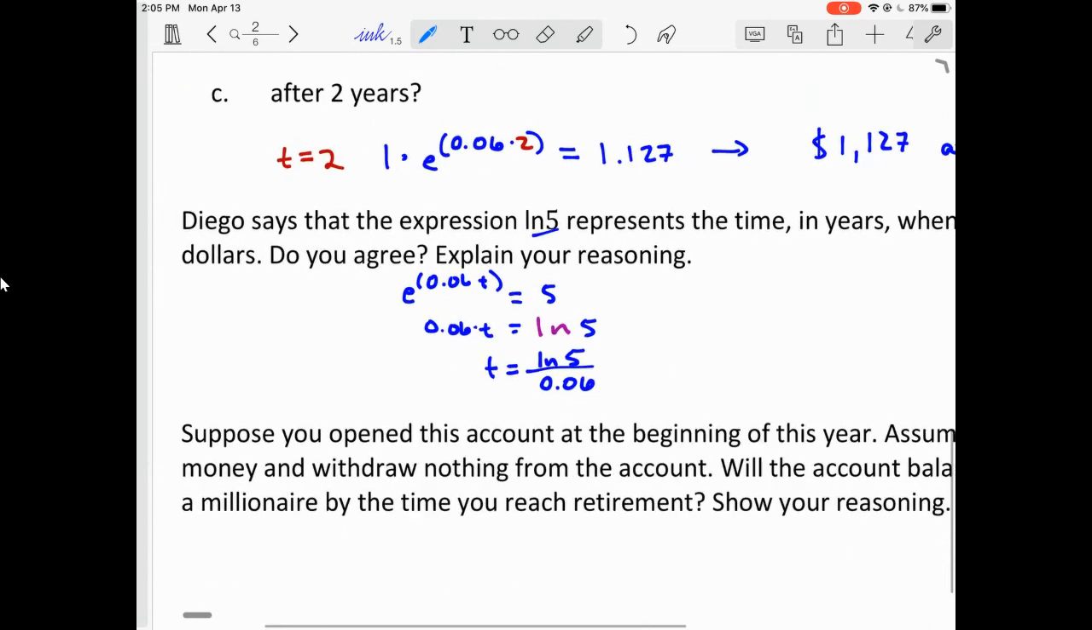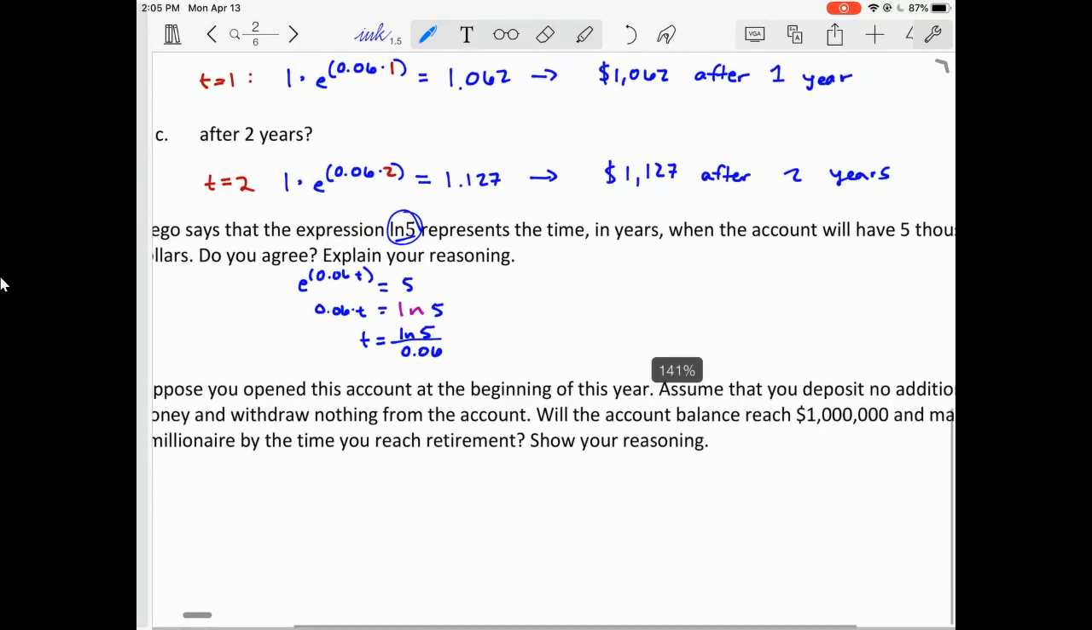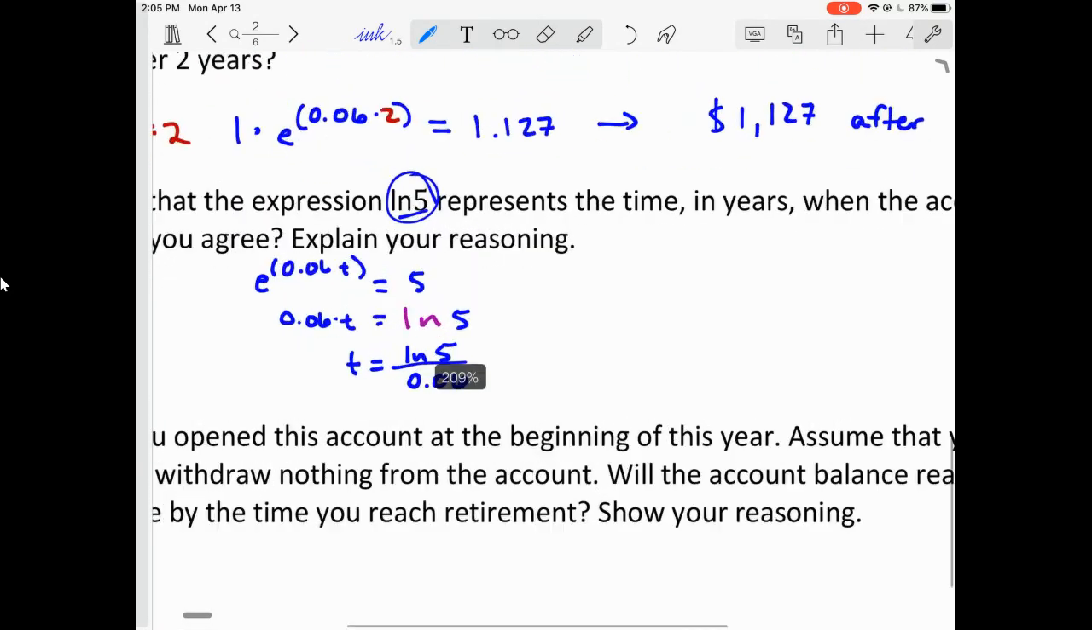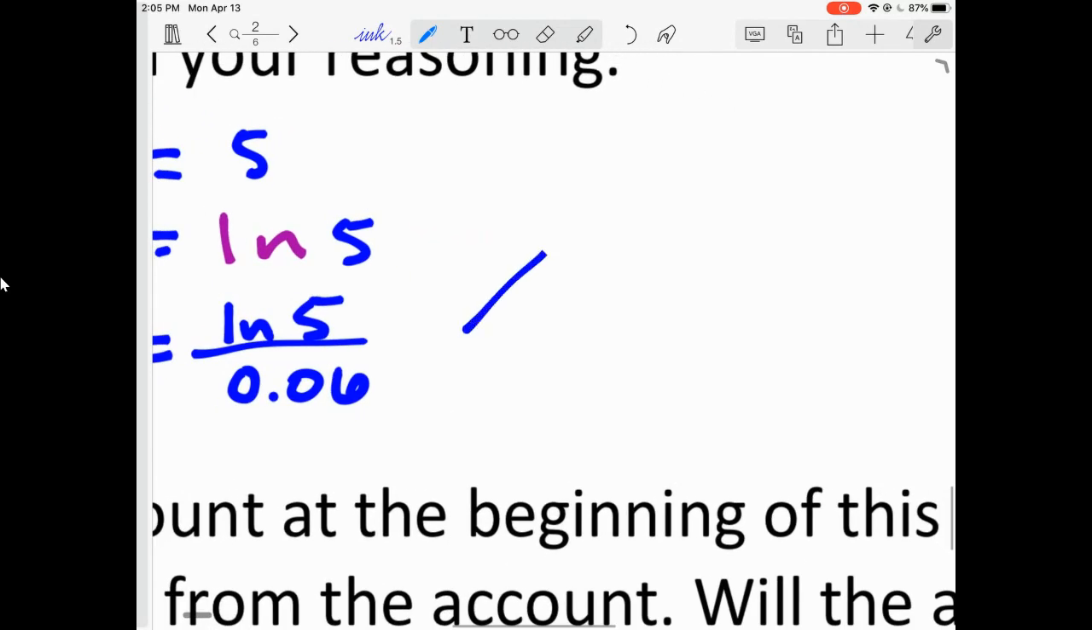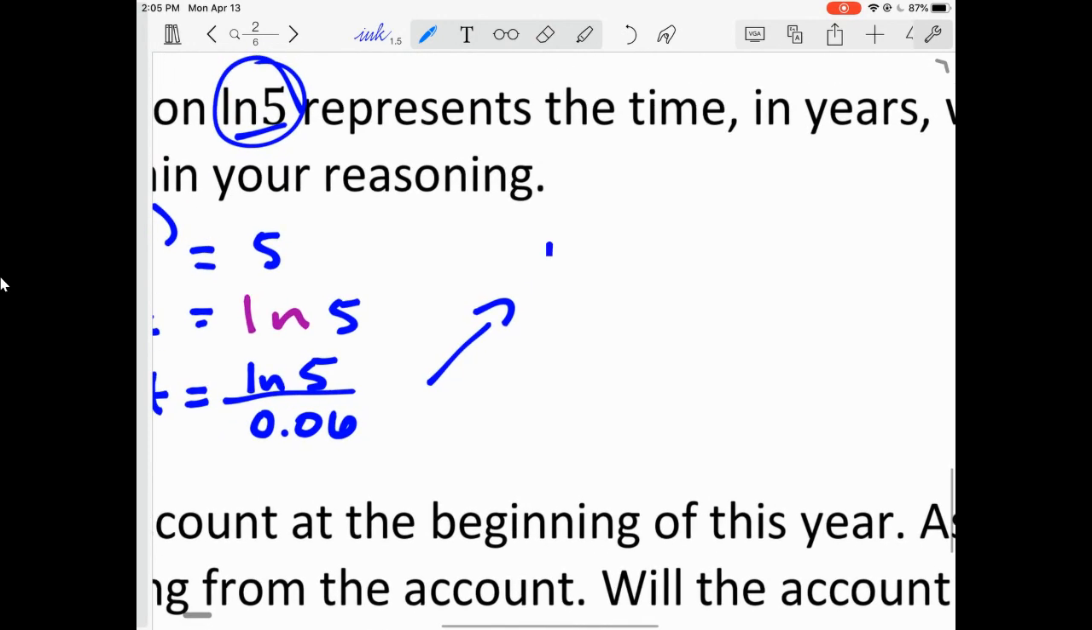So to answer the question, he says that natural log 5 represents the time when the account will have $5,000. But we notice that there's a slight difference. We're dividing by 0.06. So no, we don't agree.